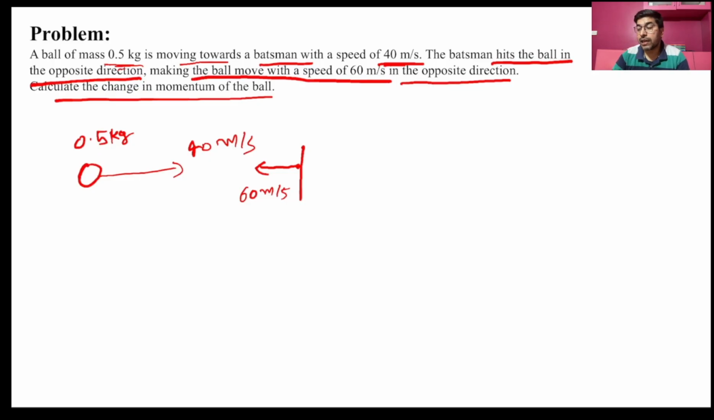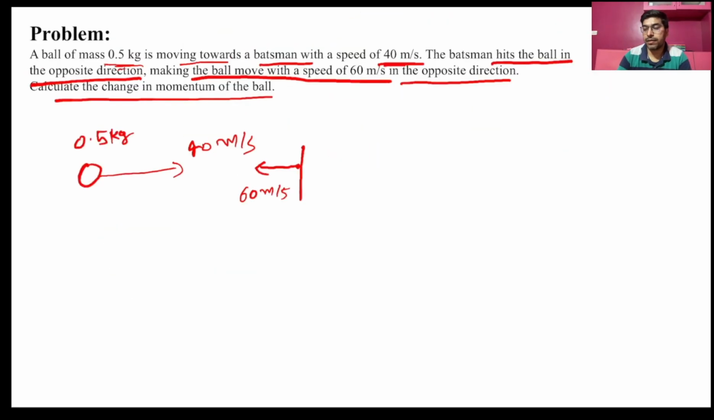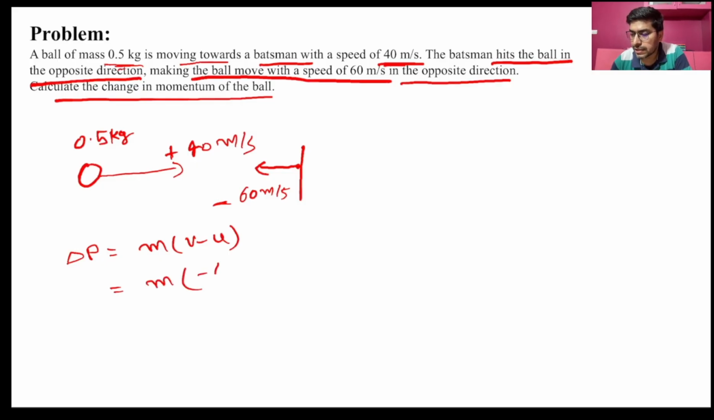Why? Because we just discussed momentum is what? It's a vector quantity, right? So direction also we have to keep in mind, right? So suppose this direction is positive, then this velocity will be plus 40 meter per second, and the opposite direction will be minus 60 meter per second, right? So now we can write change in momentum is mass into (v minus u). So v is how much? Minus 60. u is how much? Plus 40. So minus of plus 40, right?